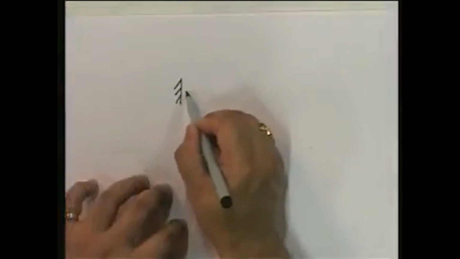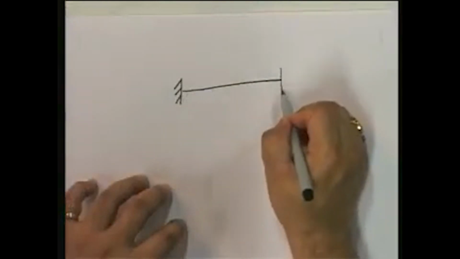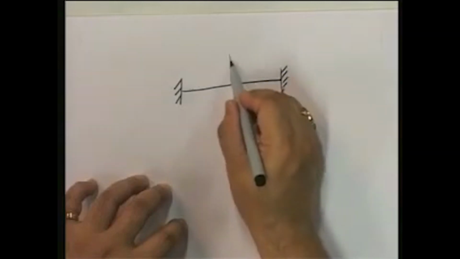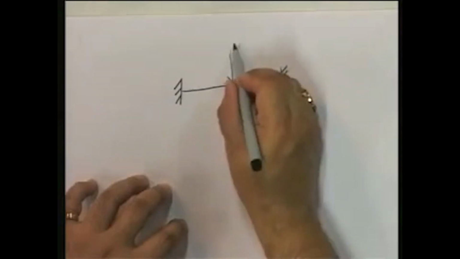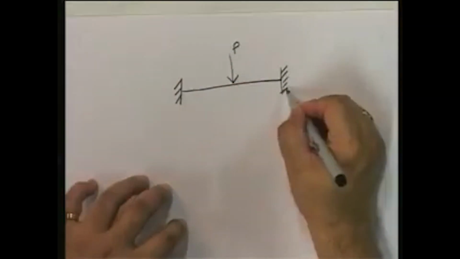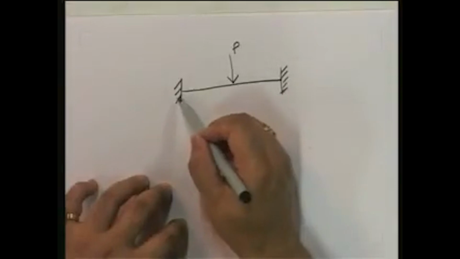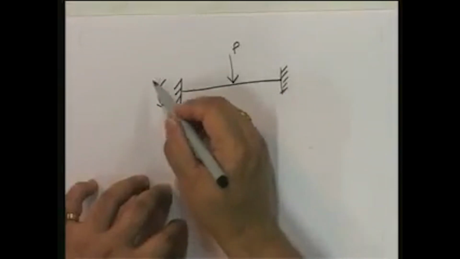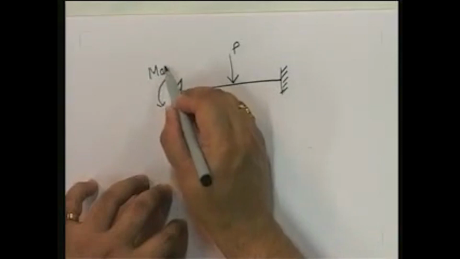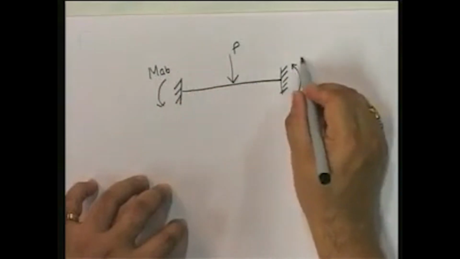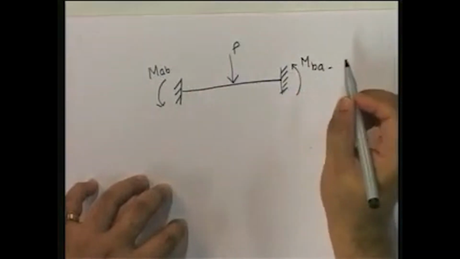Now the slope deflection equations, the way I have written them, are not complete. I will explain what I mean by that. Let us look at a particular problem. So I have a loading here, let us say P, and I want to know what my M A B and M B A are.